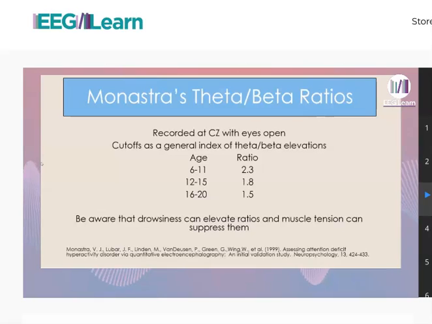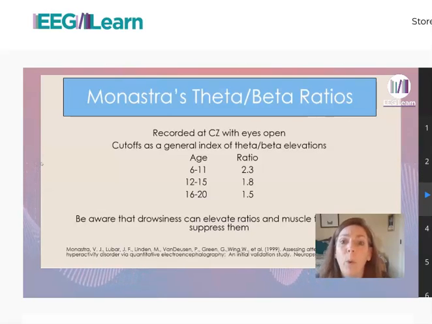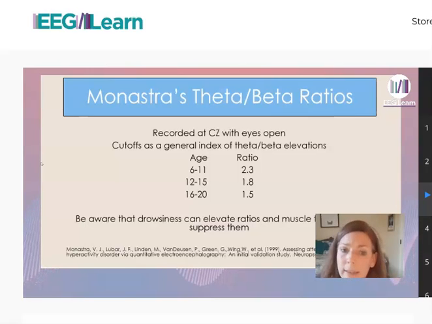So kids 6 to 11 years old, their theta can be 2.3 times their beta in amplitude. For our 12 to 15-year-olds, they can be 1.8. They can have 1.8 times the theta as beta. And for everybody 16 years and older, the theta to beta ratio is 1.5.